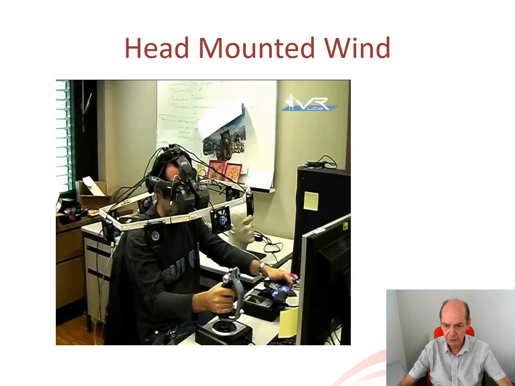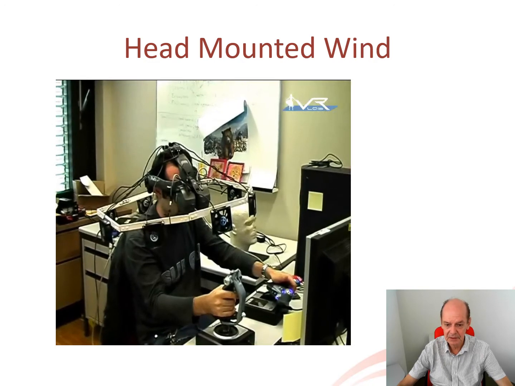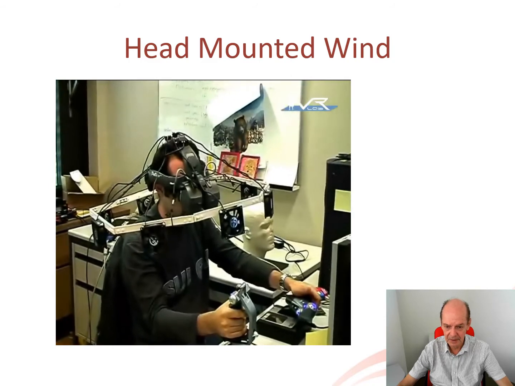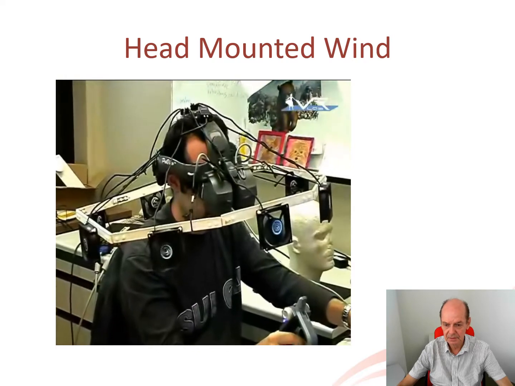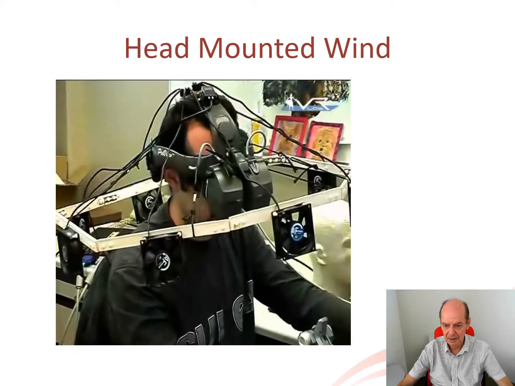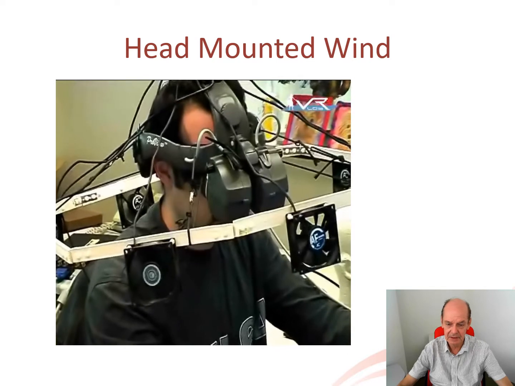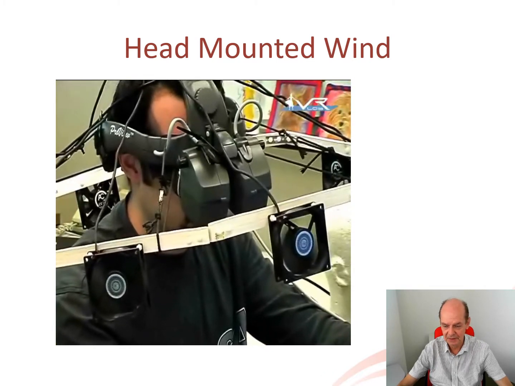Now I want to show you another thing, which is head-mounted wind. The head-mounted wind is something completely different. It means that we have a device that can simulate the wind, and then the user really has the impression that he is in the wind. You see there are a few fans, and then we can see a rotation around the head. That's the reason why we call this head-mounted wind.